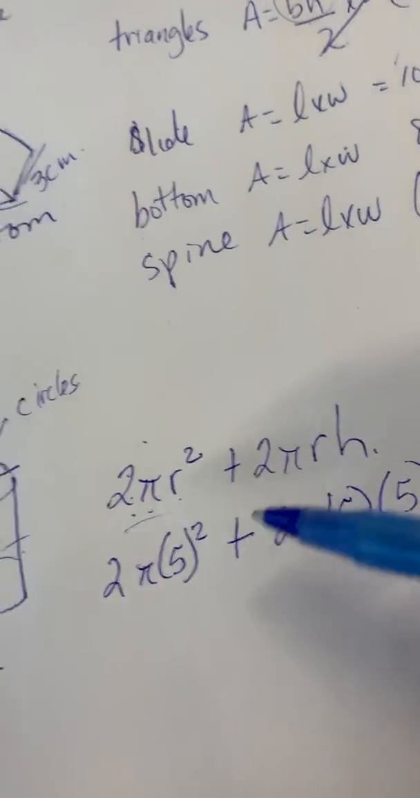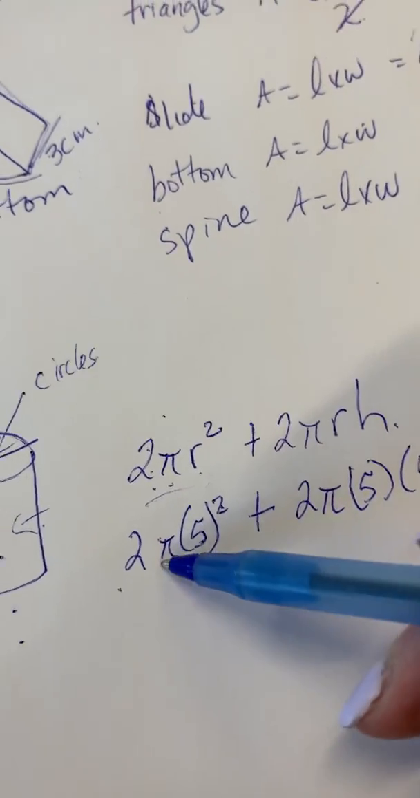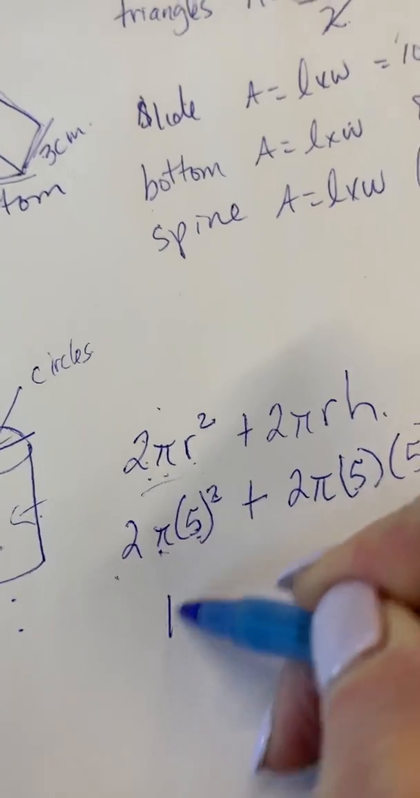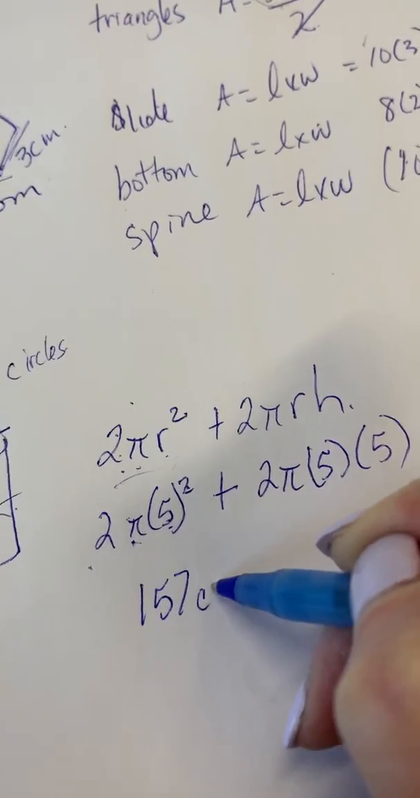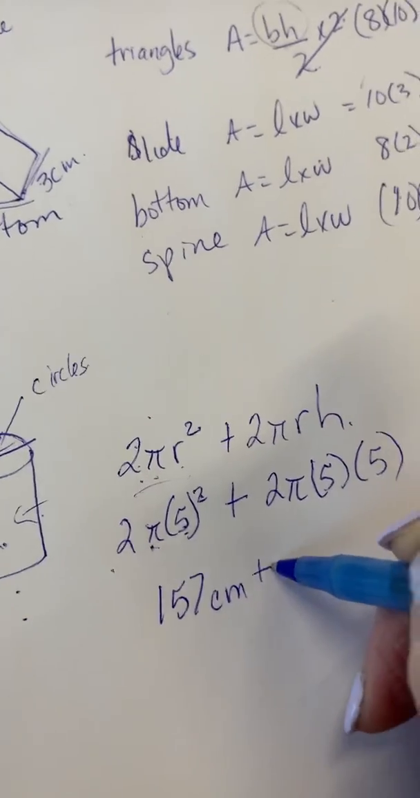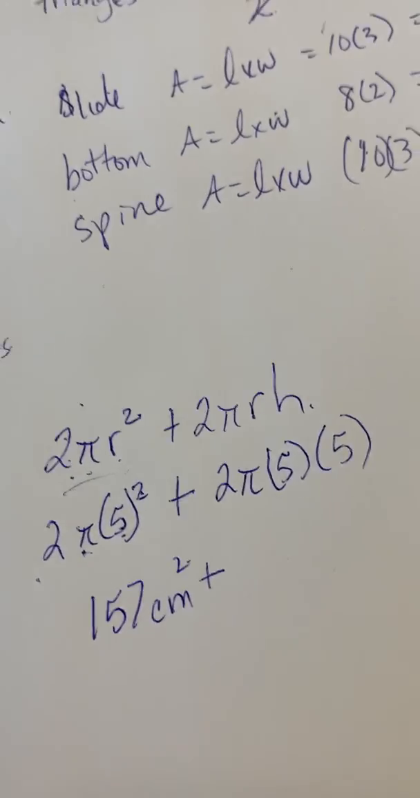Okay, remembering that 5 squared is not 10, it's 25. So we're going to go 2 times pi, 3.14 if you want to use that, times 25. And you get approximately 157 centimeters. Okay, plus, and that's squared units because we're finding area.